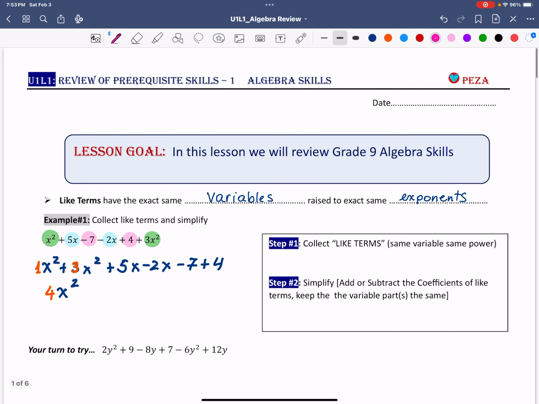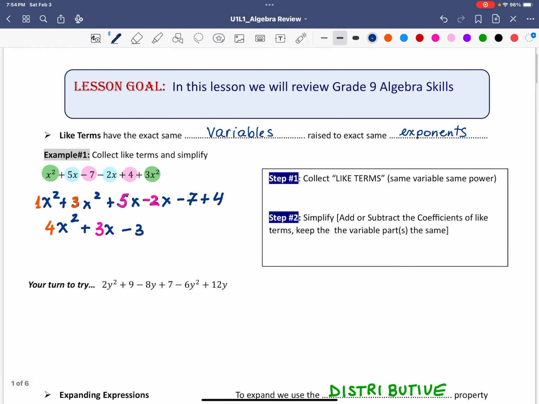Next we have 5x, which is subtracting 2x. So again, same idea. We are subtracting just the coefficient. So 5 minus 2 equals positive 3, and then x. And lastly, we have negative 7 plus 4. Negative 7 plus 4 is negative 3. And this would be the simplified form of the polynomial expression. Now, keep in mind that the terms in the final answer must be listed from highest to lowest degree.